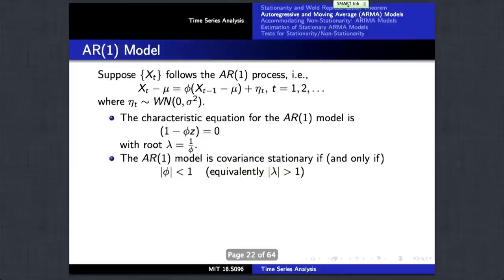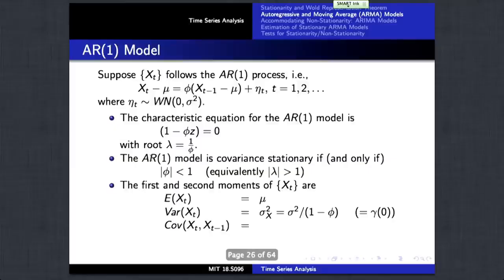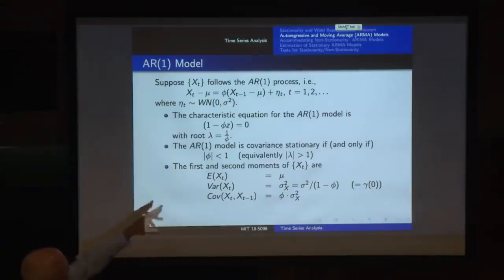So let's go through these results for the autoregressive process of order 1. Always start with the simplest cases to understand things. The characteristic equation for this model is just 1 minus phi z. The root is 1 over phi. If the modulus of lambda is greater than 1, meaning the root is outside the unit circle, then the magnitude of phi is less than 1. So for covariance stationarity of this autoregressive process, we need the magnitude of phi to be less than 1.